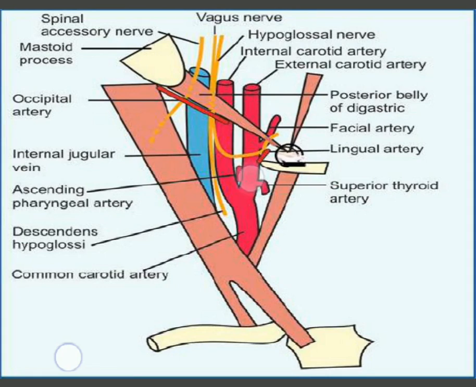All these form the contents of the carotid triangle. That is the common carotid, then the carotid sinus, then the external carotid, internal carotid, branches of the external carotid, the vagus nerve. The vagus nerve goes vertically downwards and gives the superior laryngeal. Superior laryngeal further divides into external and internal laryngeal. Also the spinal accessory nerve. Spinal accessory nerve runs downwards over the internal jugular vein.